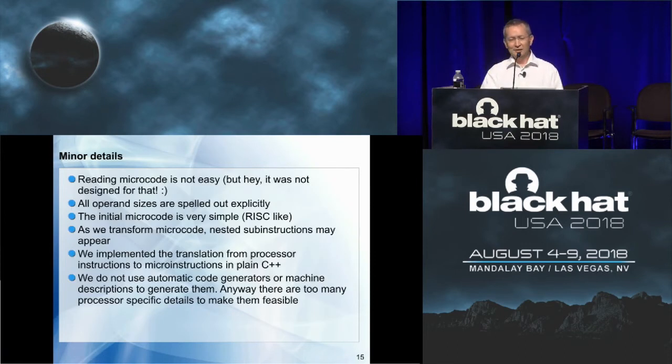Well, I'm sorry that reading microcode is not easy because it was not one of the initial design goals. As you see, all operand sizes are spelled out explicitly, and the initial microcode was simple, but then it became quite complex. So the translation from native processor instructions to micro instructions has been implemented in plain C++. For now, we don't use any automatic code generation or machine description to generate them. Maybe it's a good idea, but so far I don't feel that we are ready for that.